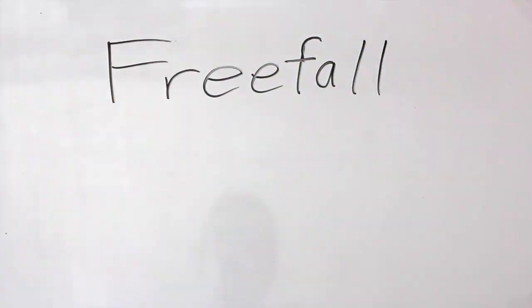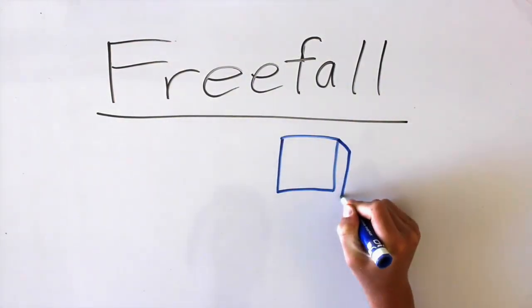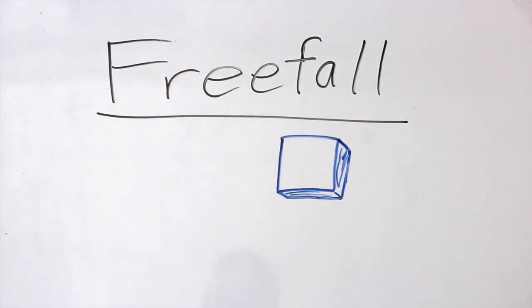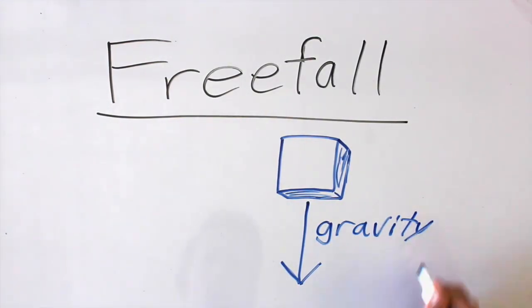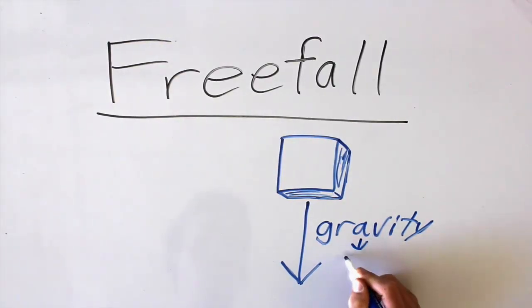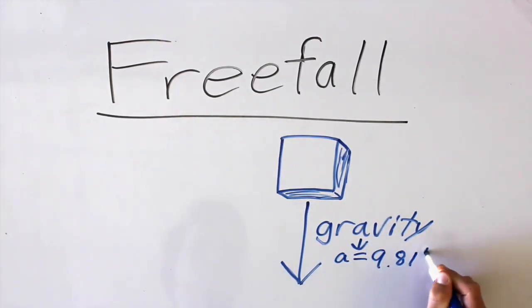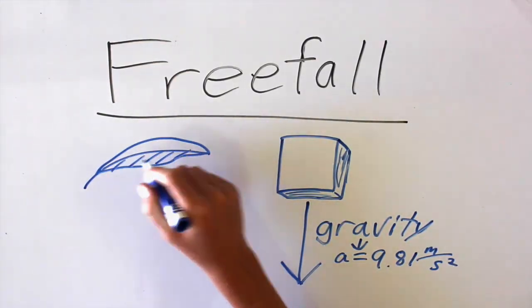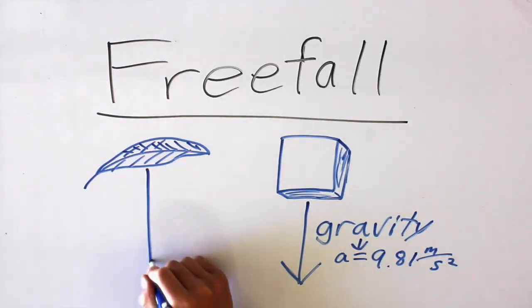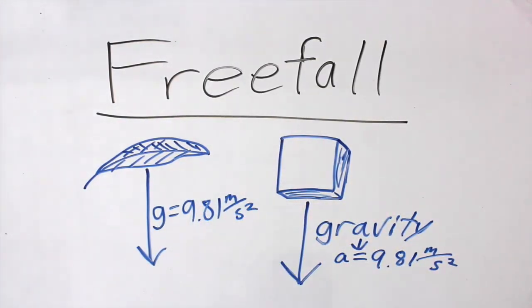Because they are in a vacuum without the force of air resistance, they are in freefall, meaning that they are only affected by the force of gravity. And on Earth, gravity accelerates all objects at exactly the same rate, regardless of their mass. This acceleration due to gravity is 9.81 meters per second per second. So that means that each second, their velocity increases by 9.81 meters per second.